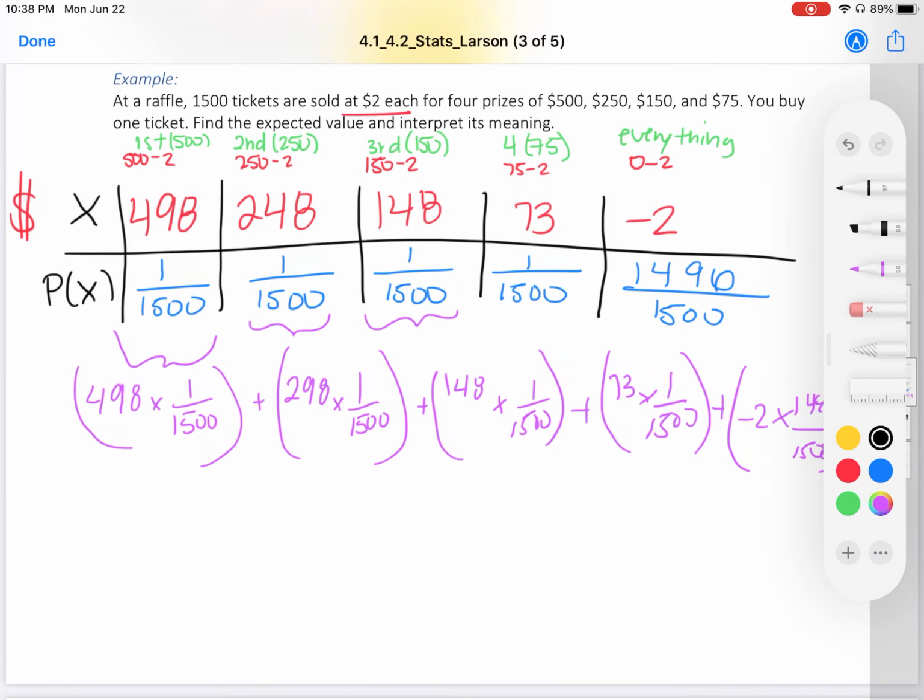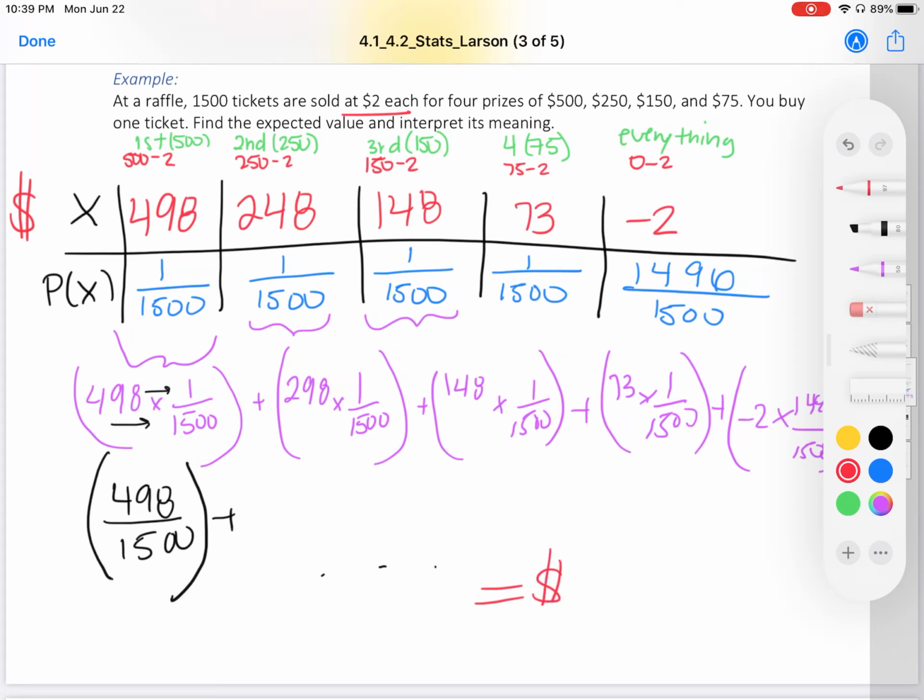Now remember, you can multiply your fractions across in case you want to punch it in together at once. So this would be 498 over 1,500. And then you can put this in parentheses before you add and continue. Your answer would be -1.35. So on average, right, because our expected value in a sense is our average, on average, people lost $1.35.